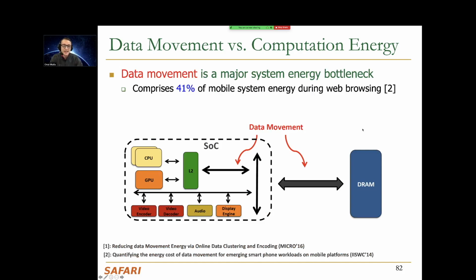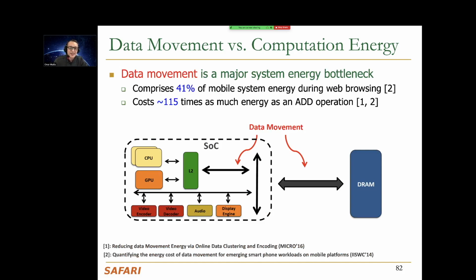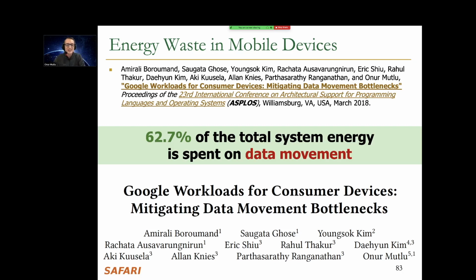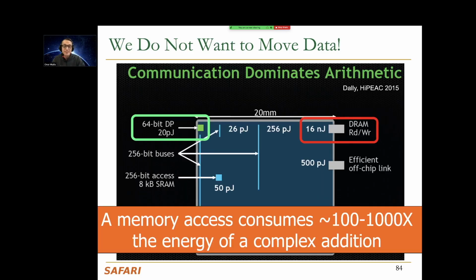Okay, so there are other studies that show that a simple add operation or a complex add operation actually is much less costly in terms of energy than a memory access. I'm not going to talk about those in detail, but this is also reflected in the data movement results that I have mentioned earlier. More than 60% of the total system energy as a result goes to data movement in important applications.